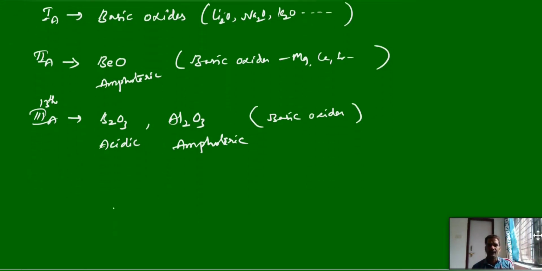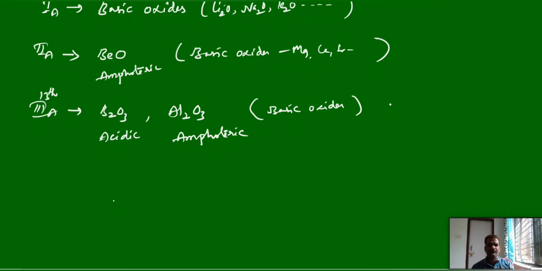In some books you can see gallium oxide, Ga2O3, mentioned as amphoteric, but there is no exact information about this. We don't have many questions about gallium oxide, so we can leave that one. Very, very important is Al2O3.